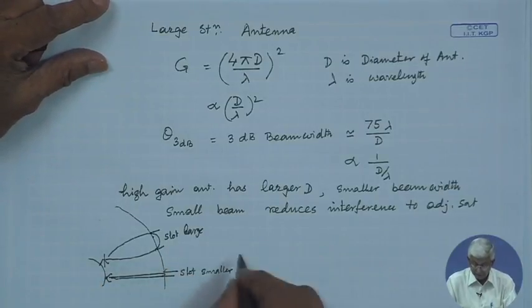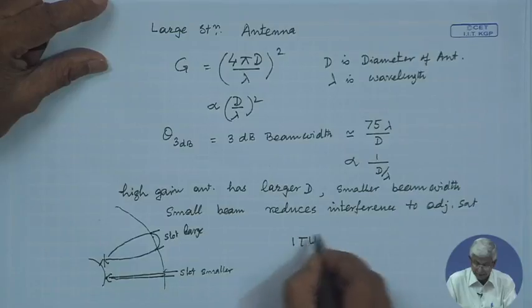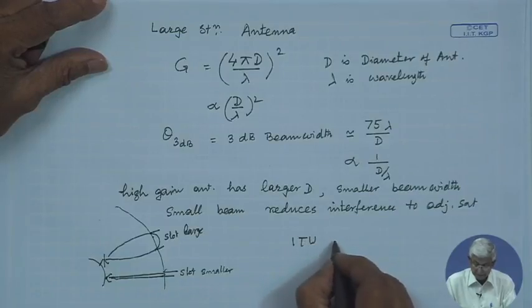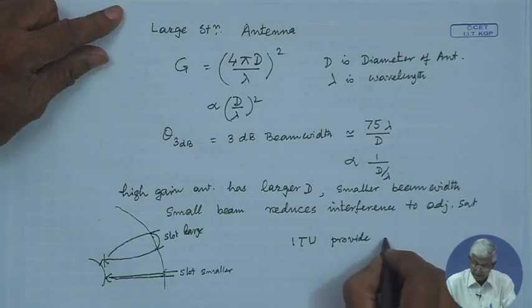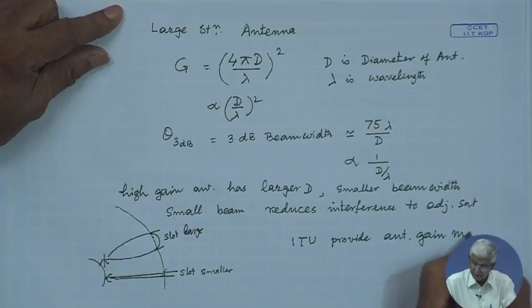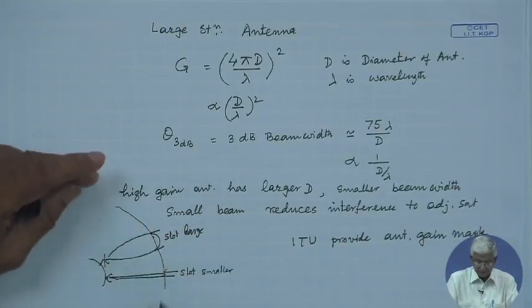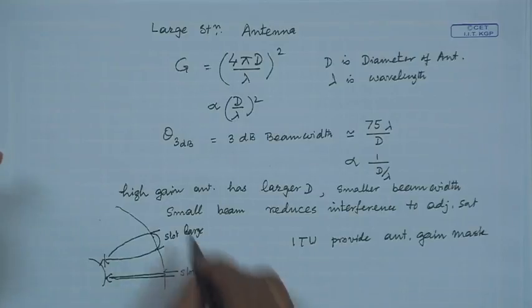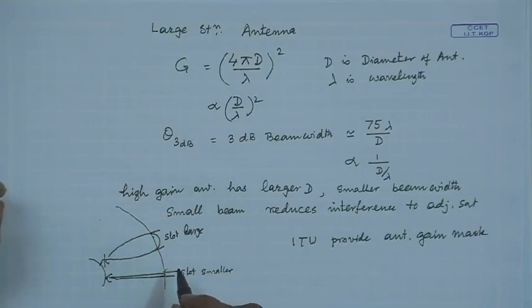So, for this reason the International Telecommunication Union has provided the antenna gain mask that has to be used, so that the number of satellites can be increased in this 360-degree arc. So, let us stop here, we will continue our discussion in the next period on this ground segment, particularly the ground segment antenna.